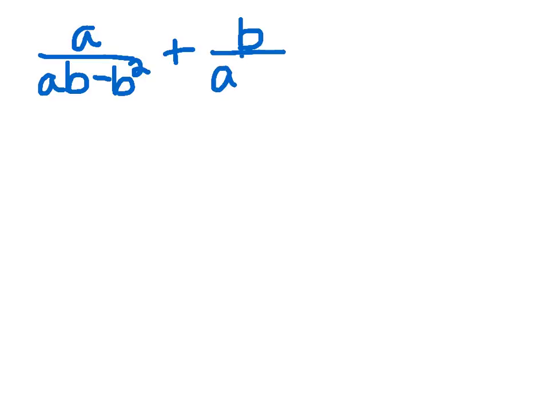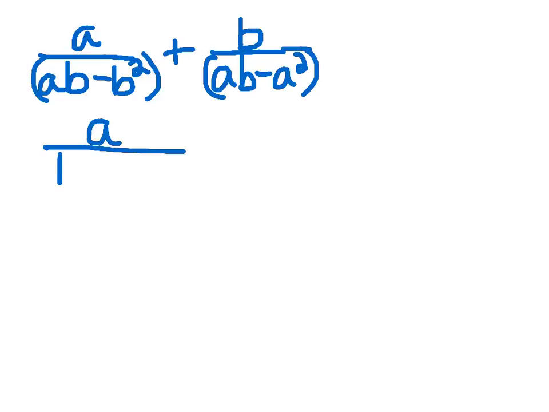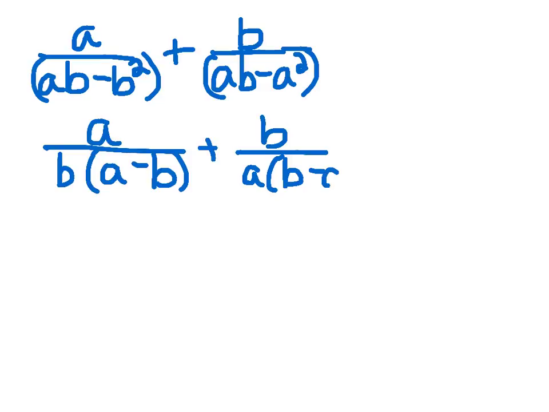The next problem I want to do has that element as well as others. The problem is a over ab minus b squared, plus b over ab minus a squared. I put my polynomials in parentheses and then factor the denominators to see what the common denominator should be. This is a common factor of b, leaving a minus b. This is a common factor of a, leaving b minus a.